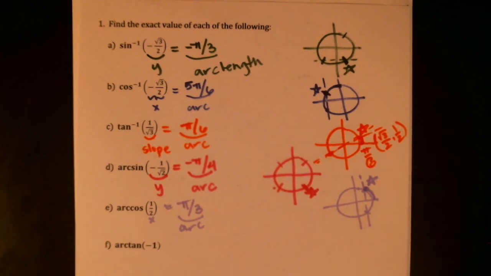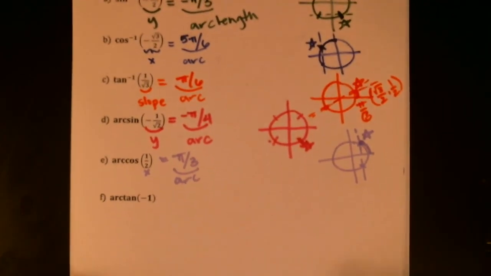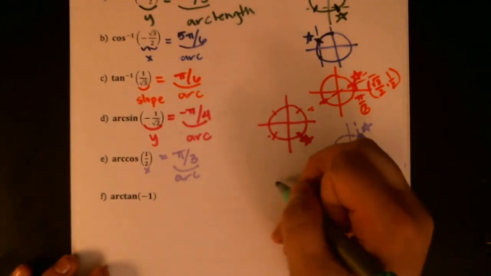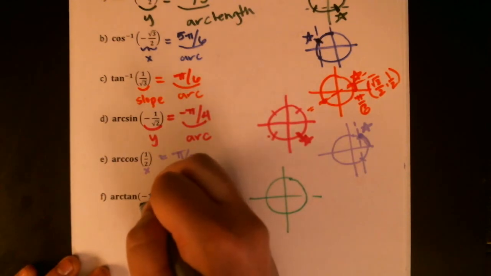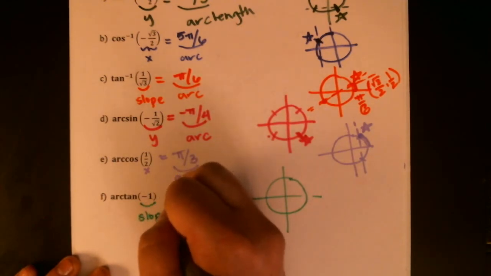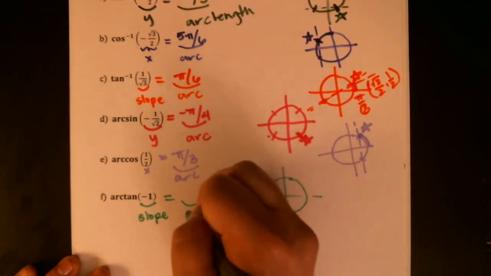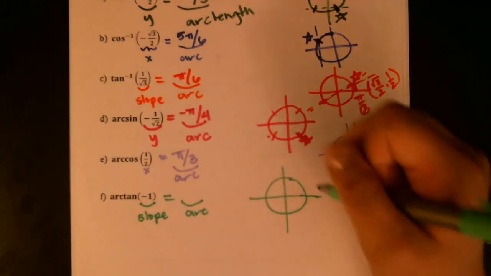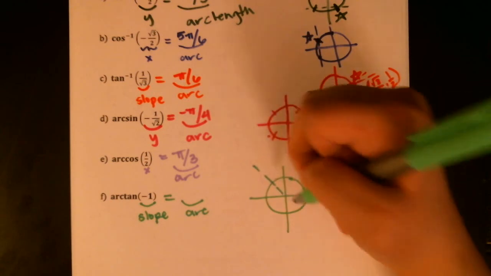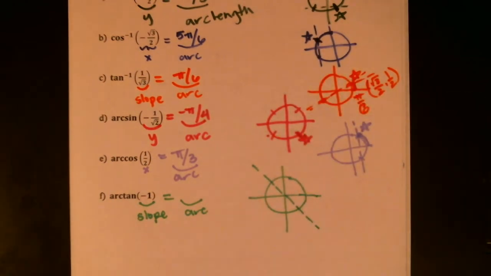Okay, last one. Arctan of negative 1. So once again, arctangent is the exact same thing as inverse tangent. So I am inputting a slope and outputting an arc length, exactly the opposite of what tangent does. So I'm saying if my slope is negative 1, what is the arc length that got me there?